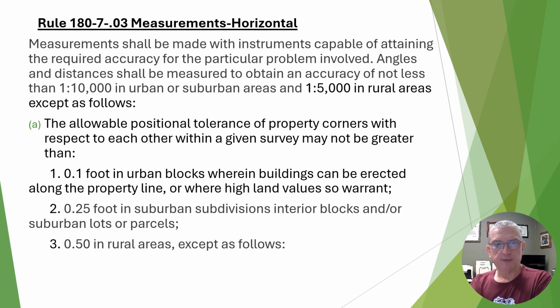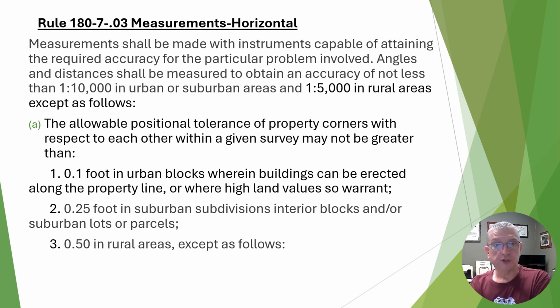Measurements shall be made with instruments capable of attaining the required accuracy for the particular problem involved. Angles and distances shall be measured to obtain an accuracy of not less than 1 in 10,000 error of closure in urban or suburban areas, and 1 in 5,000 in rural areas, except as follows.